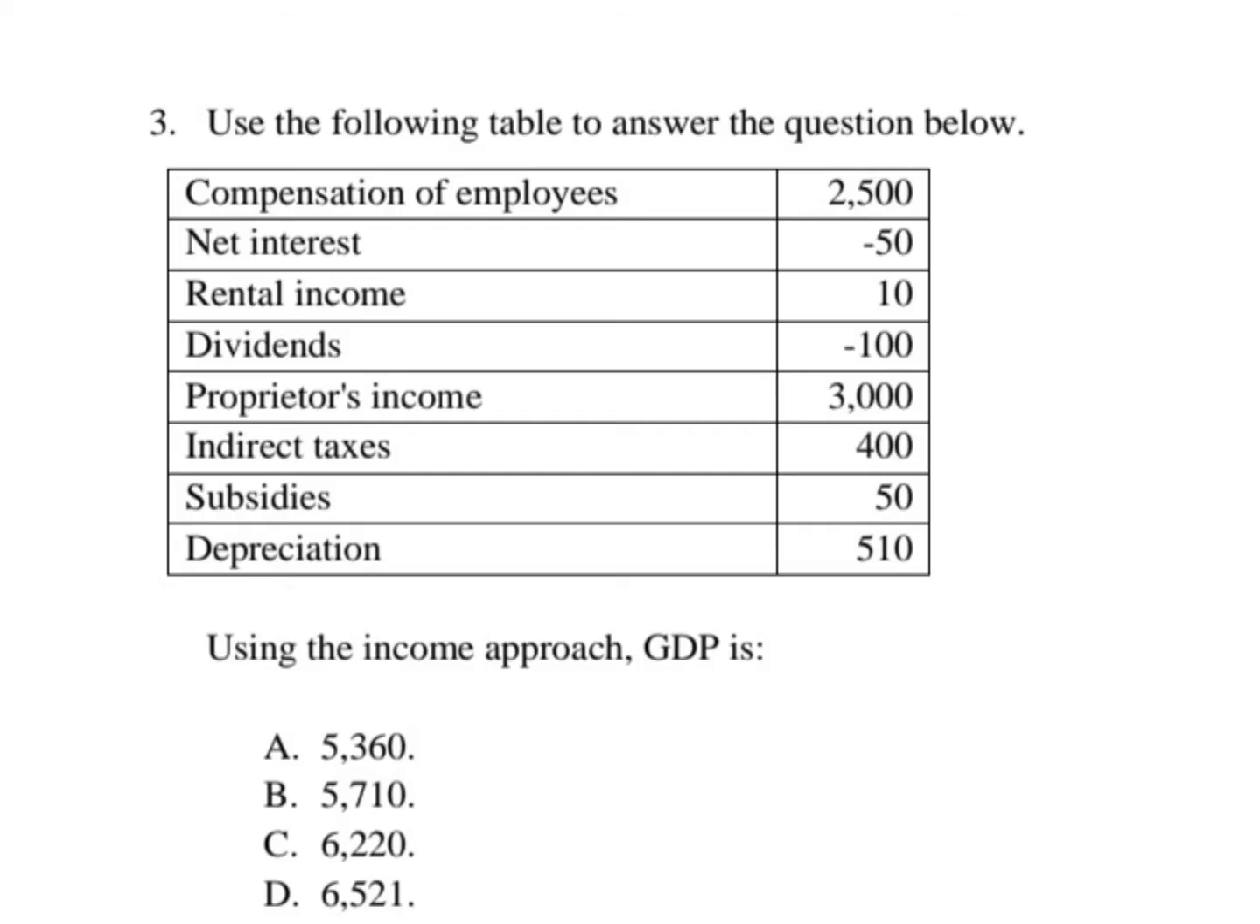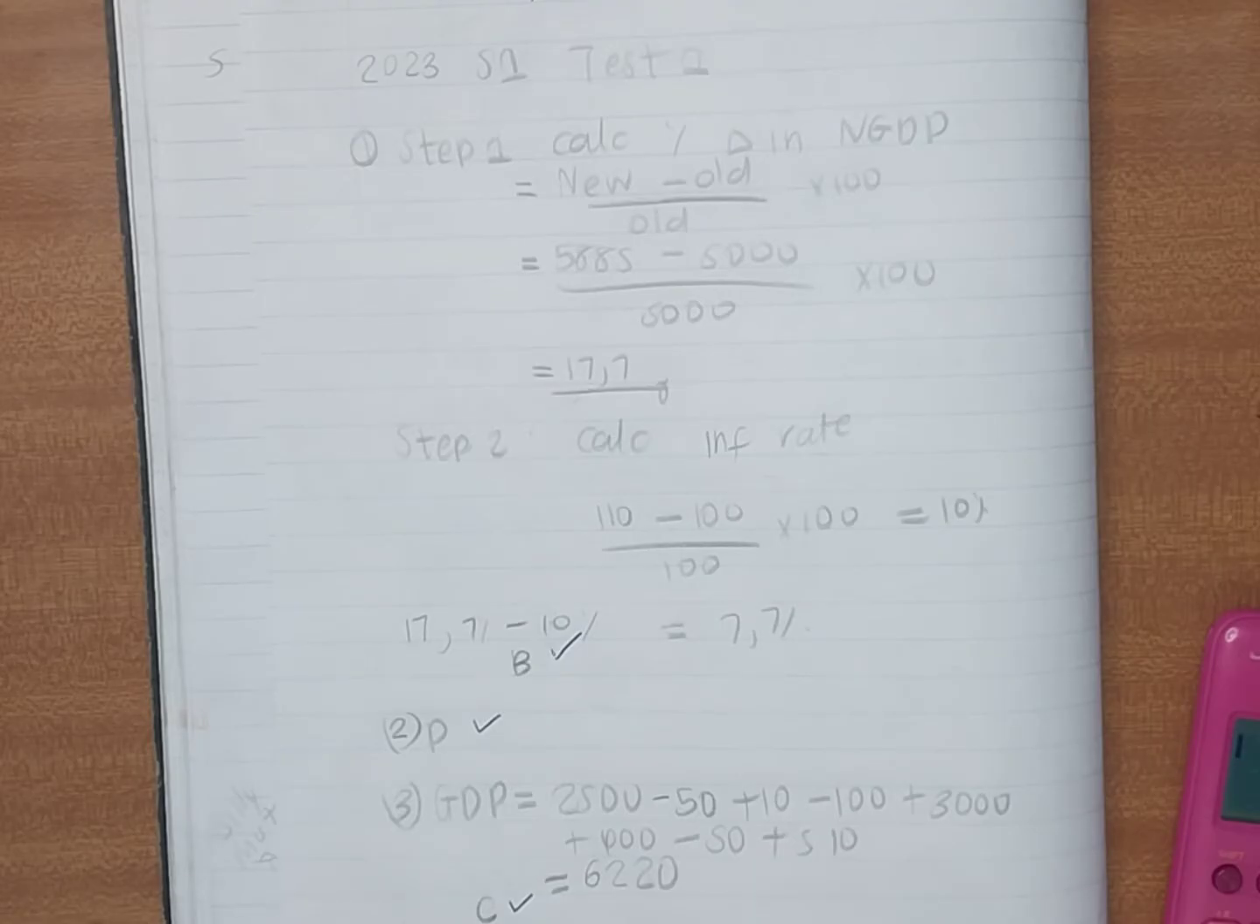Number 3 says, use the following table to answer the question below. They give you a table with compensation, net interest, rental income, dividends, proprietors income, indirect taxes, subsidies, and depreciation. And they say using the income approach, GDP is. Whenever you are using the income approach, you add inflows and you subtract outflows. And remember, you are moving from net and you are trying to get to gross. When you're moving from gross to net, you subtract depreciation. However, when you're moving from net to gross, you add depreciation, right?